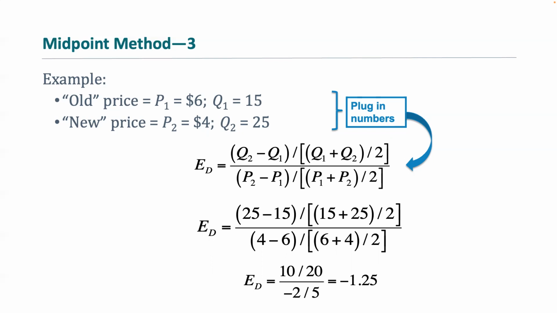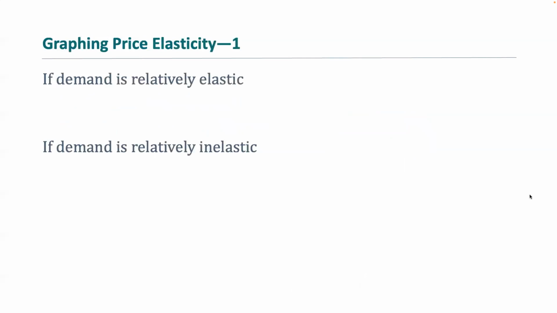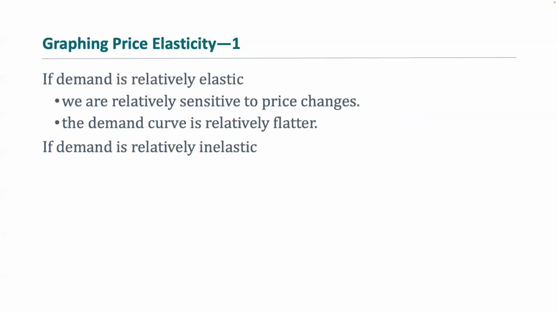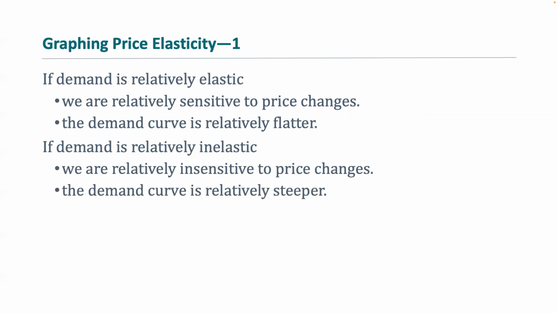After you're able to solve this, you can see that this is less than negative 1, which means that this would be more of an elastic good. If demand is relatively elastic, we're relatively sensitive to price changes and the demand curve will be flatter. If demand is relatively inelastic, we're very insensitive to price changes and the demand curve will be relatively steeper. We're going to take a look in the next few slides at what that looks like graphically.